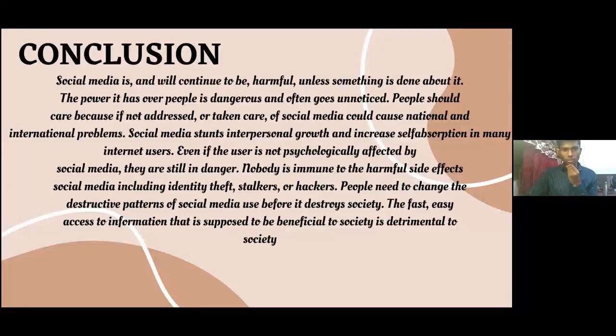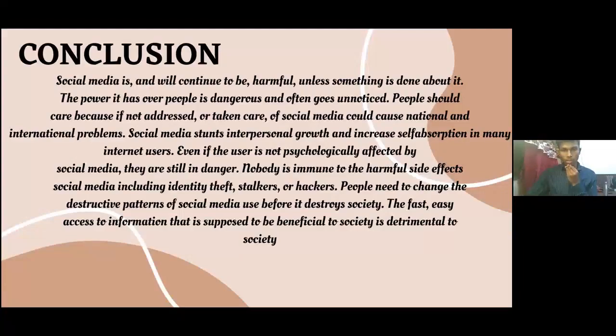Social media stunts interpersonal growth and increases self-obsession in many internet users. Even if the user is not psychologically affected by social media, they are still in danger. Nobody is immune to the harmful sides of social media, including identity theft or hackers. People need to change the destructive pattern of social media use before it destroys society.